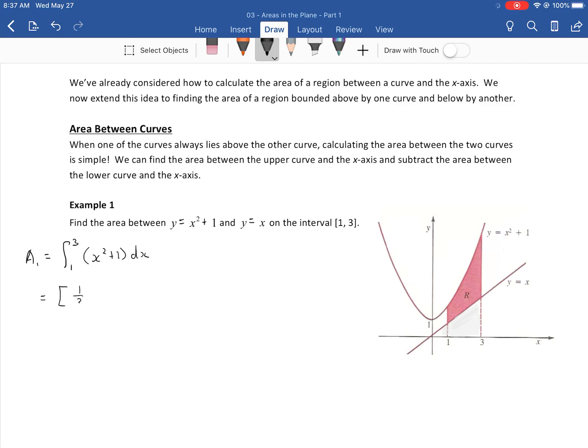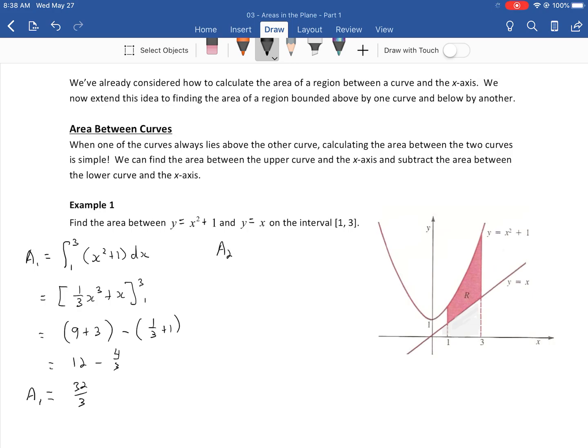And so the antiderivative, 1/3 x cubed plus x, evaluating from 1 to 3. Put in the 3 there. Let's see, I get a 9 plus 3 in that bracket. And in the other bracket, I get 1/3 plus 1. So 12 minus 4/3. Was that 36/3 minus 4/3? 32/3. So that's the first area. That's the area from the parabola all the way down to the x-axis.